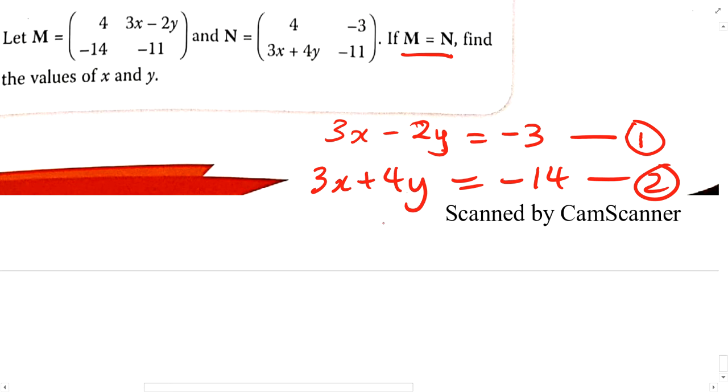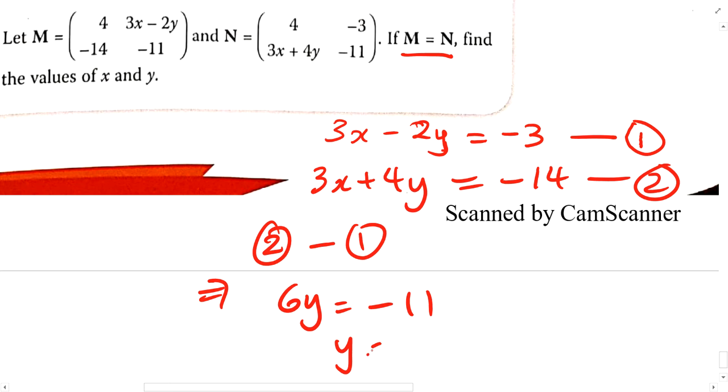Okay, let us take equation number 2 minus equation number 1. 6y equals -11. Y equals -11 over 6. Is this correct? Yes. Okay. X equals to? So hurry if you're wrong. Jolene, is this correct? Okay, then you go and find yourself. I'm sure you all can do this, right?